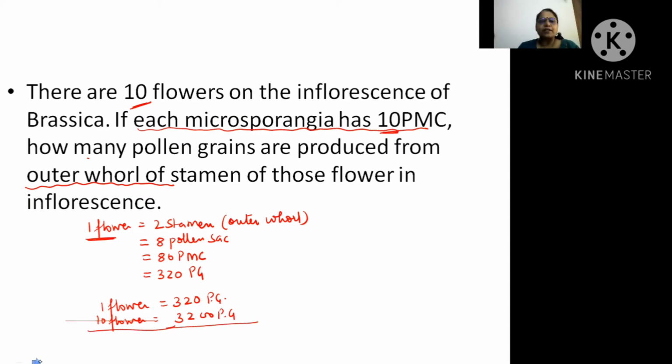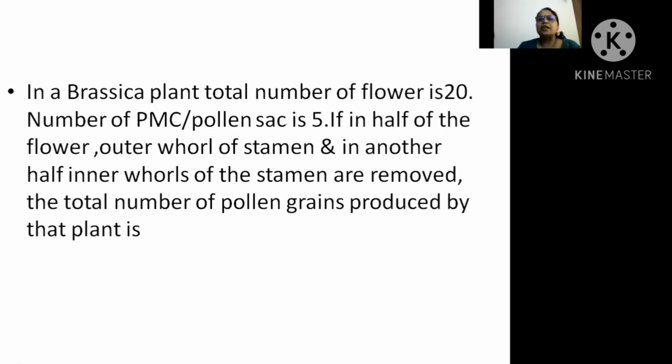Now see next complexity. Now see, there are 20 flowers present, okay? Number of PMC per pollen sac. They are telling number of PMC per pollen sac, means per microsporangia, 5. So you have to remember that PMC are 5 given to us. If in half of the flower, means out of 20, 10 flower, outer whorl of the stamen, okay? And in another half, inner whorl of the stamen are removed. Then we have to find the total number of pollen grain.